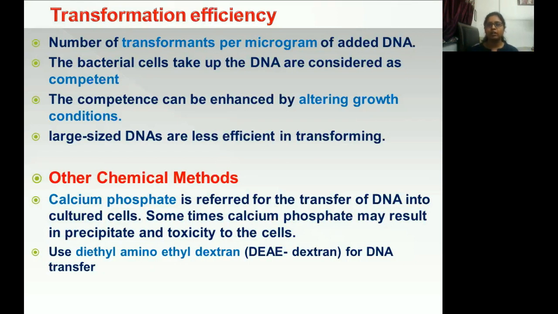So we can alter the growth conditions, and by altering the growth conditions, we can further do the transfer. In this uptake, it is quite difficult to take up a large-sized DNA, and that's why it happens only in the case of small plasmids. Generally in Escherichia coli, the transformation efficiency is 10 raised to power 7 to 10 raised to power 8 cells per microgram of intact plasmid DNA.